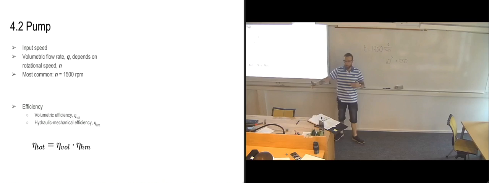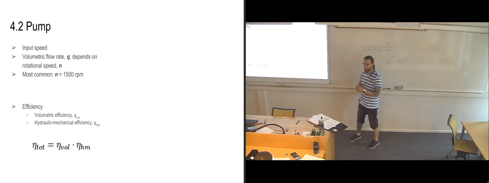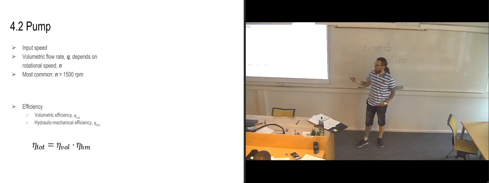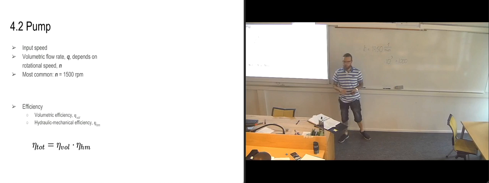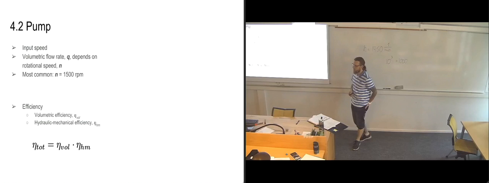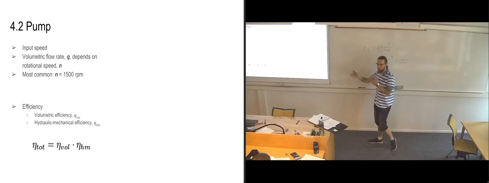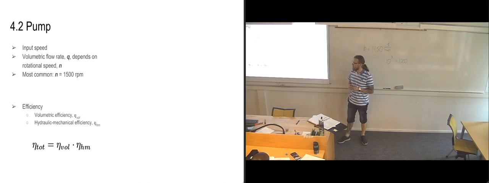Most likely not, because it's going to have leakage oil somewhere. It's going to leak some of the oil back to the tank, most likely, so that it won't be able to run at 100% efficiency. It will usually be somewhere between 85 and 91, 92, depending on the pump, but it won't be 100%. So you have to take that into account. And you also have to take into account the hydraulic mechanical efficiency, which is just based on friction and everything that can go wrong and slow down your system outside the hydraulic system itself.